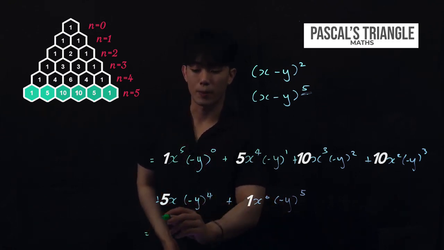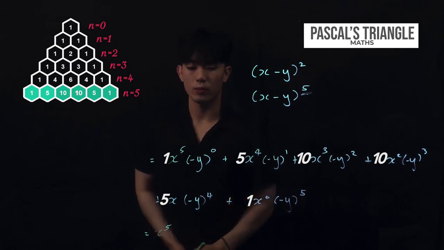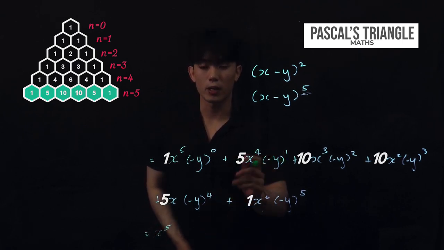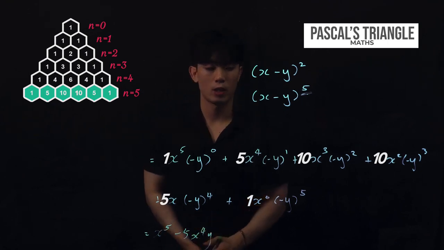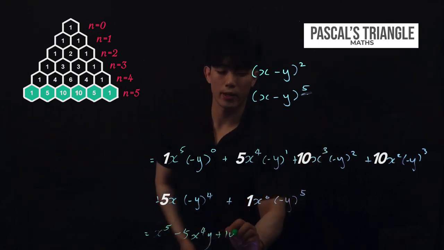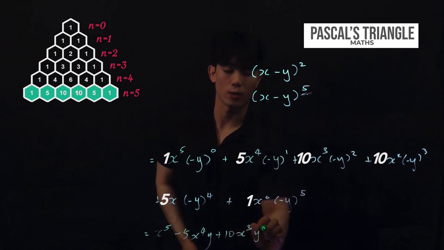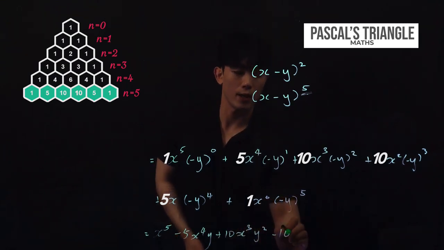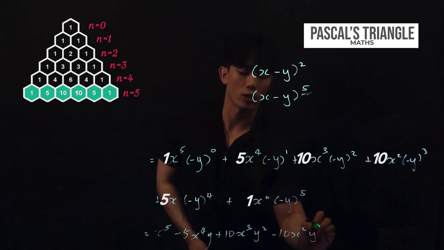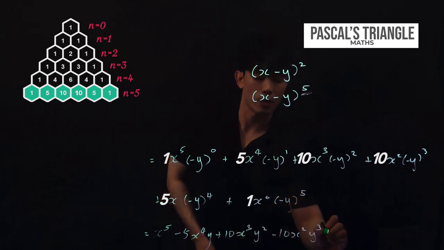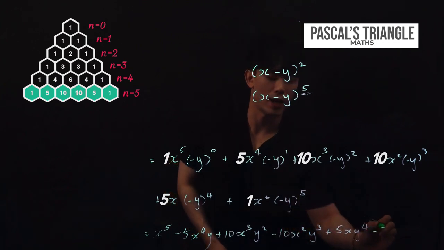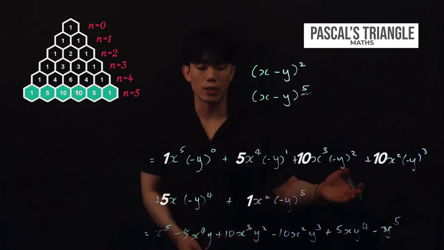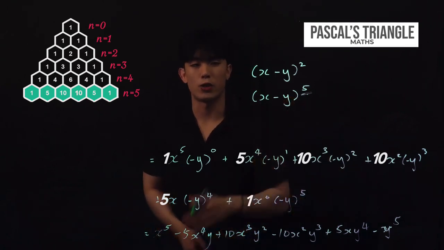So the first value is going to be x to the power of 5. Second value, don't forget the minus. So minus 5x to the power of 4y. Third one, plus 10x cubed y squared. Minus 10x squared y cubed. Plus 5xy to the power of 4. And lastly, minus y to the power of 5. So as you can see, this is now the complete expansion of this initial bracket here.